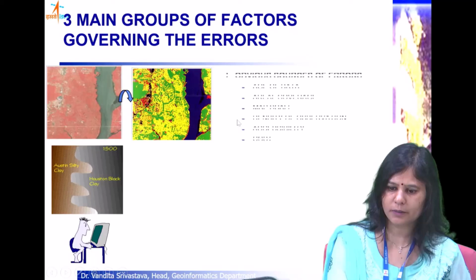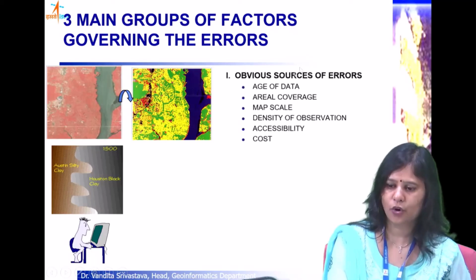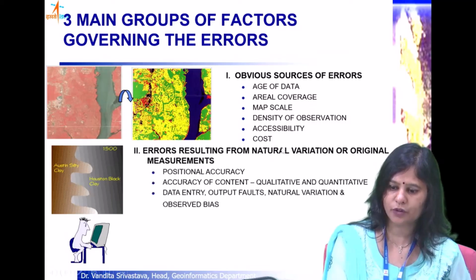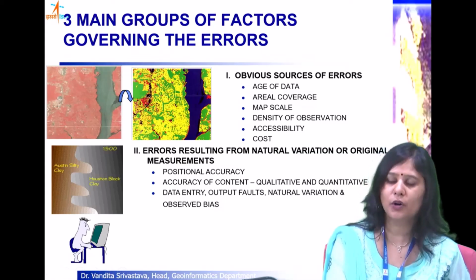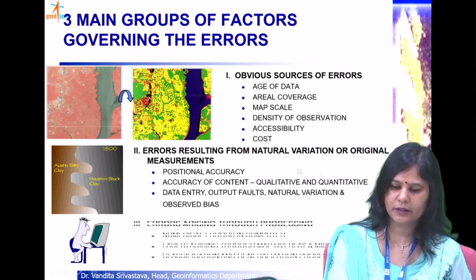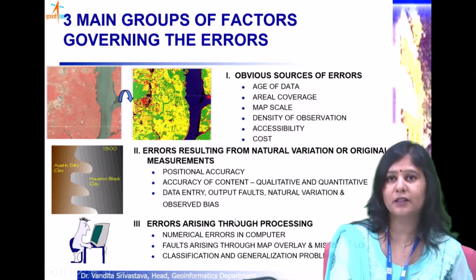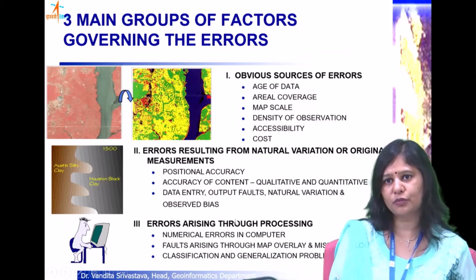So there are three major sources of errors. The obvious sources of errors, I'll just give you a brief, because this will also be talked about in one of the lectures in detail. And then there are errors resulting from either the variation of the phenomena itself or the original measurements. And then there is a third type of errors that result from processing of the data.